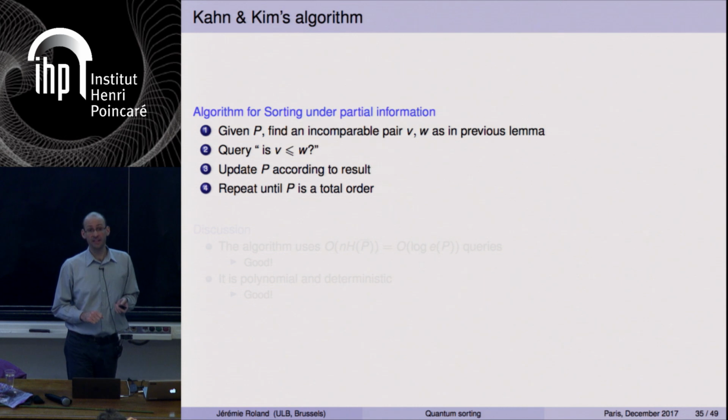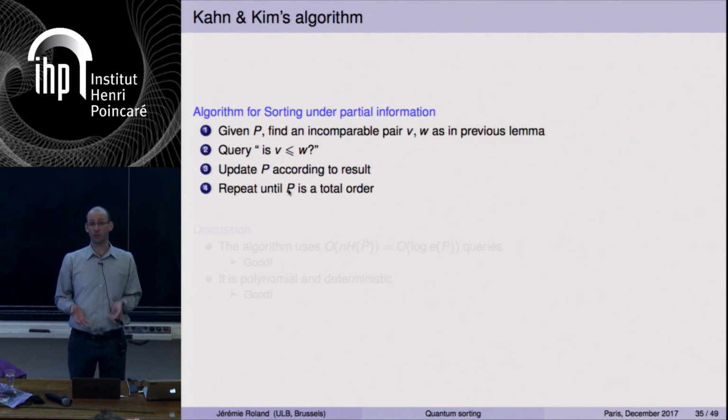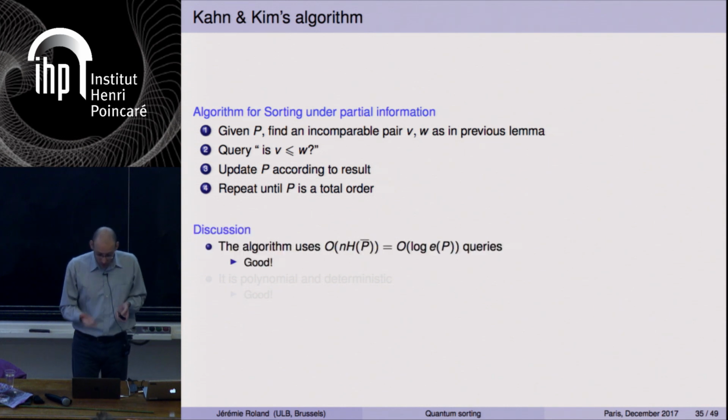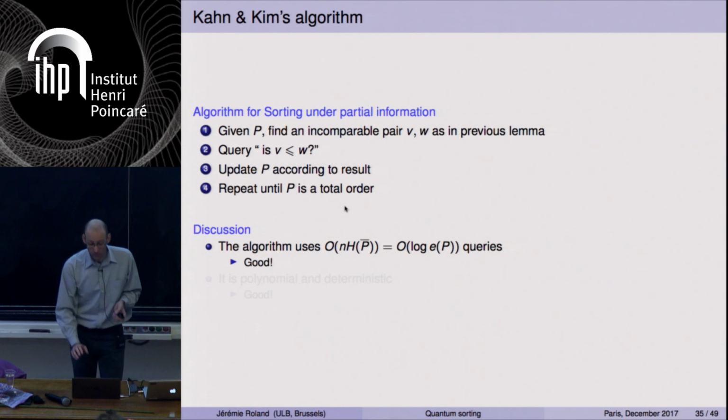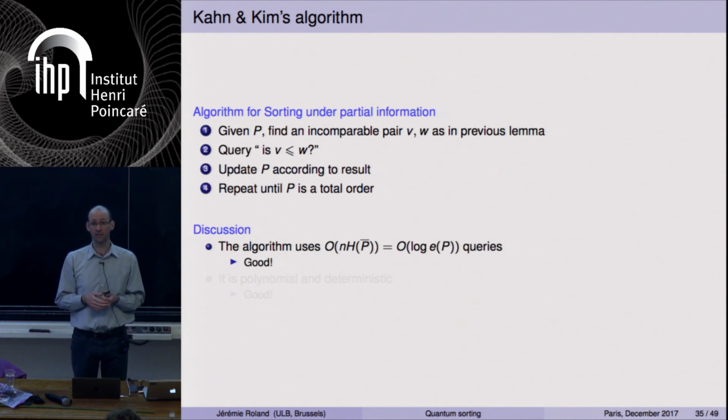We use essentially the same idea as before. Whenever we have a P, we find an incomparable pair V, W as in the previous theorem. We query whether V is less than W. We update P according to the result, and we repeat until P is a total order, so until we have completely sorted all elements. And now, how many queries will the algorithm use? We start with an entropy which is nH(P), and each time it decreases by a constant, so you need to repeat it of order nH(P) times. And we know that nH(P) is, up to a factor of 2, the same as log E(P), and so you get the same complexity as before.